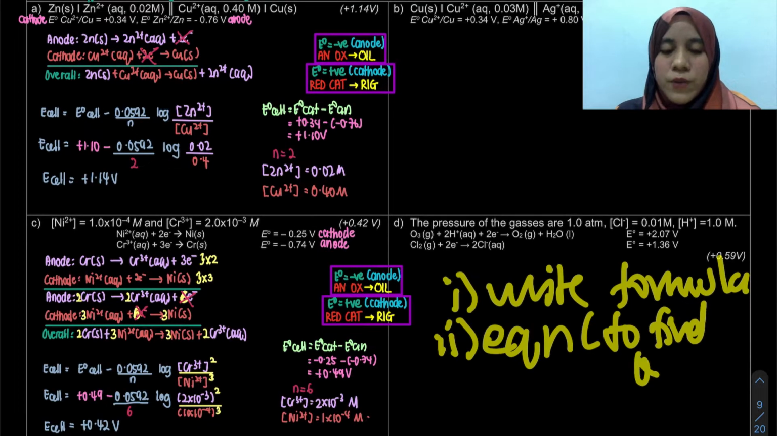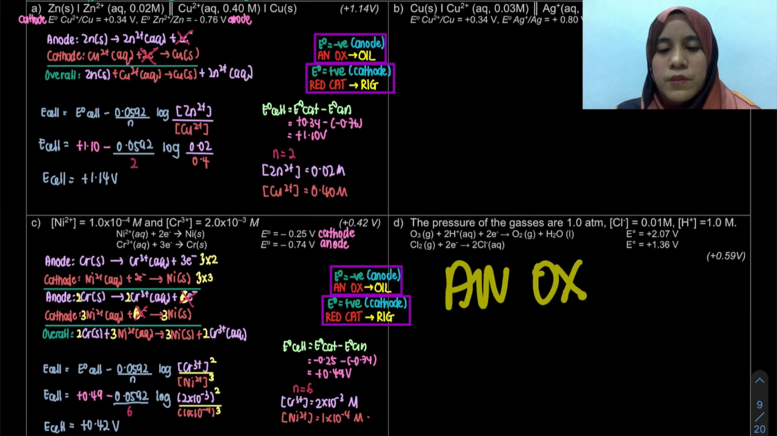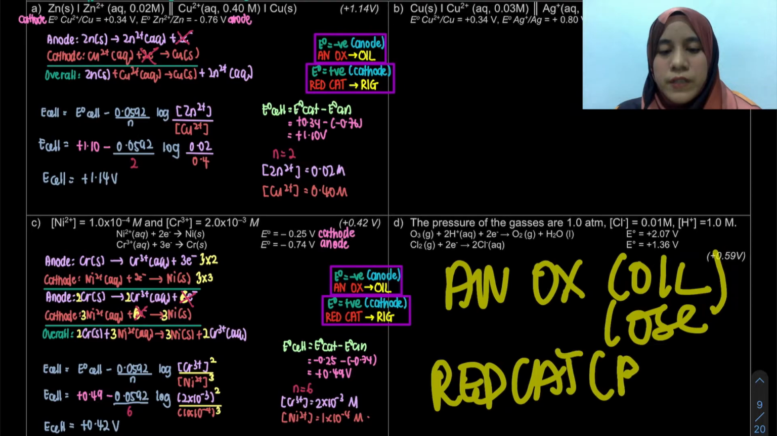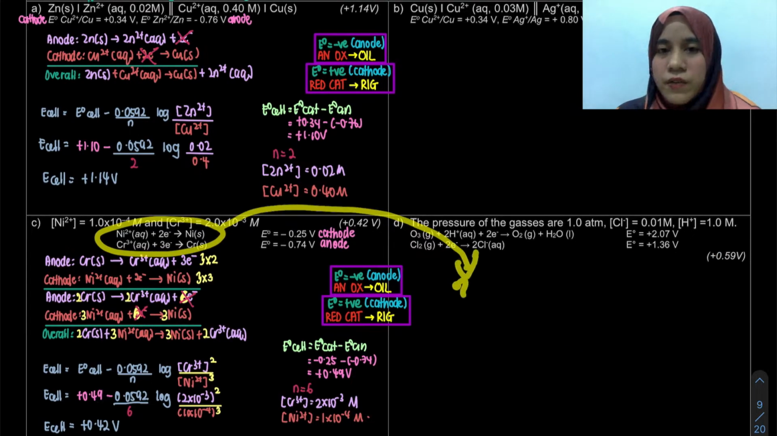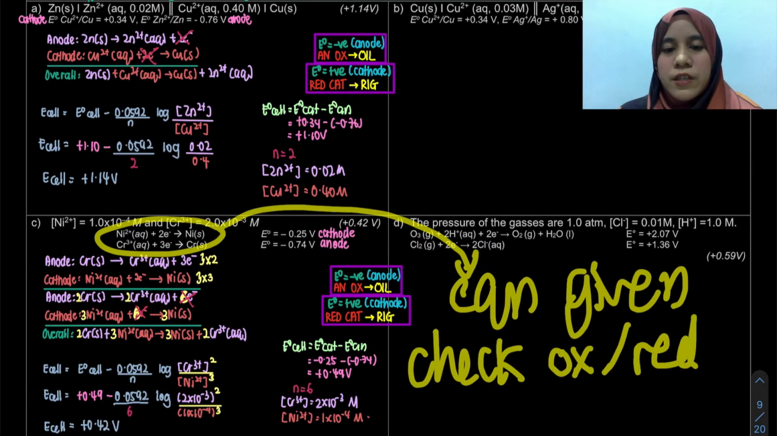Then we can find our E cell and then we can substitute it. Okay, the other thing to remember is that the anode must be oxidation, where it will lose electrons, and the cathode is reduction, where we gain electrons. So make sure that if the equation is given, you check whether the reduction and the oxidation equations are correct.